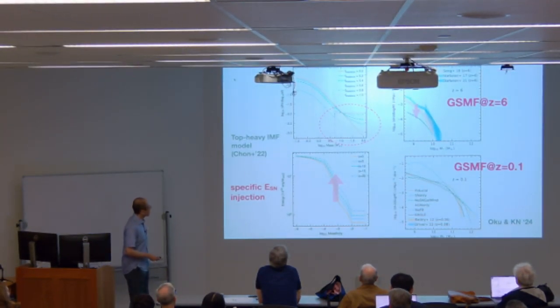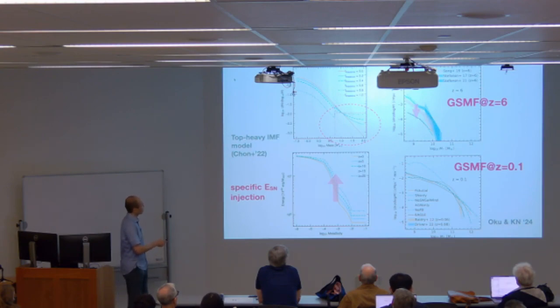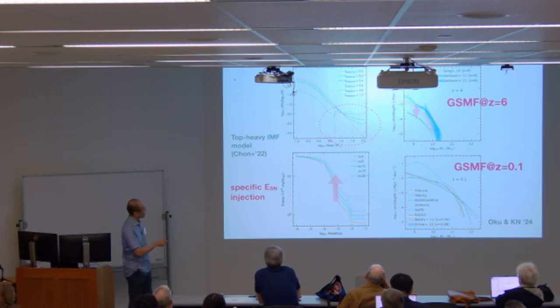So here's also the result of Oku's crocodile simulation. We input this top-heavy IMF from Chon 22. This is sort of the first simulation-motivated model of the IMF. So it's a real dense cloud collapse simulation at early times. They model this in terms of this f_massive parameter, characterizing the fraction of massive stars at the very high mass range of the IMF. And depending on this parameter, we can actually tune how much high mass contribution you want.